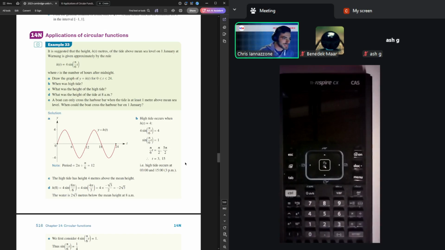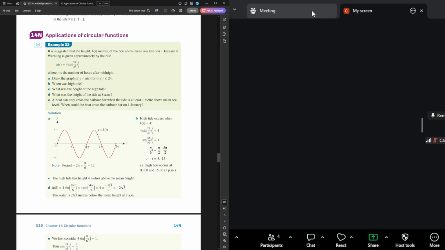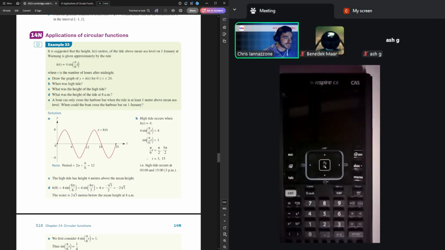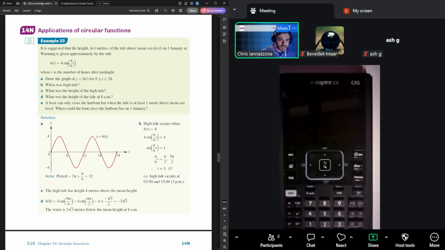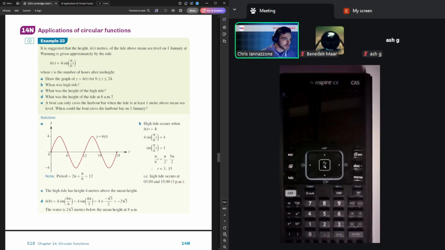What I mean by that is the first kind of question, you'll be given a circular function of some sort and you'll be told to analyze parts of it. Like if we have a quick squiz at what's going on here, h of t is a height of tide levels, and we're given the full function. We're doing things like drawing the graph, identifying when there's a high tide, what is the height of the high tide, heights at different time levels, all of this sort of stuff, other kinds of analysis.